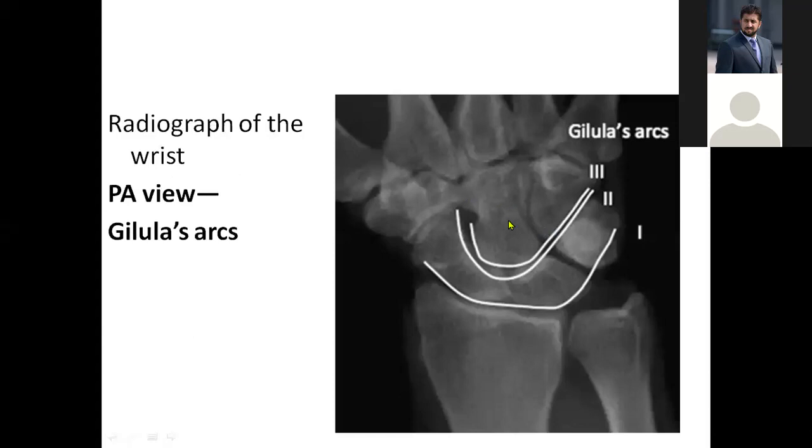If you look here, these are the PA view and the Gilula views.